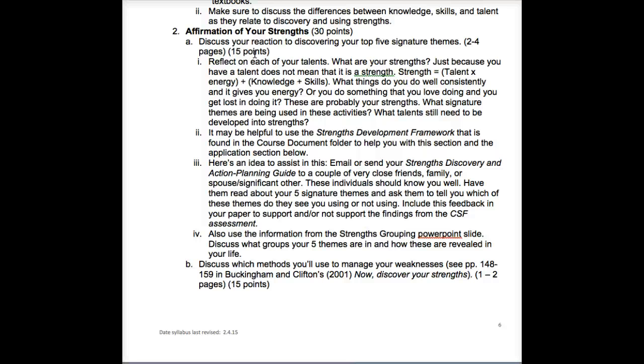And I'm going to just read this here. Just because you have a talent does not mean it is a strength. Because remember, a strength equals the talent that you have times energy. This is a big thing I learned during my sabbatical work, is that a strength is a thing that we do. And I'm going to give a little bit more information on this. So it's talent times energy plus the knowledge that we have in something plus the skills that we have. So a strength is something that you do well on a consistent basis, and it gives you energy. So what are some of those things that you do well and it gives you energy?